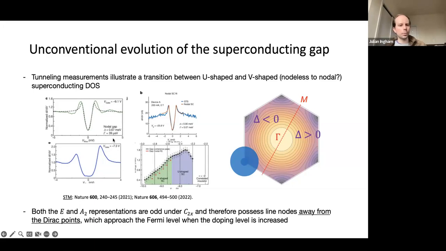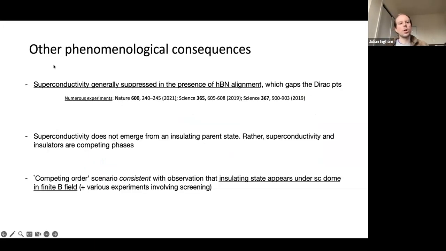Other phenomenological consequences: superconductivity is generally seen to be suppressed when the sample's aligned with hexagonal boron nitride. That would be nicely explained by the fact that hBN breaks C2 and should gap out the Dirac points. That being said, if the gap is quite small, it can behave as an IR cutoff and the physics can go through, but the general suppression of superconductivity with hBN alignment is naturally explained by the fact that it should suppress or kill off the Dirac theory.